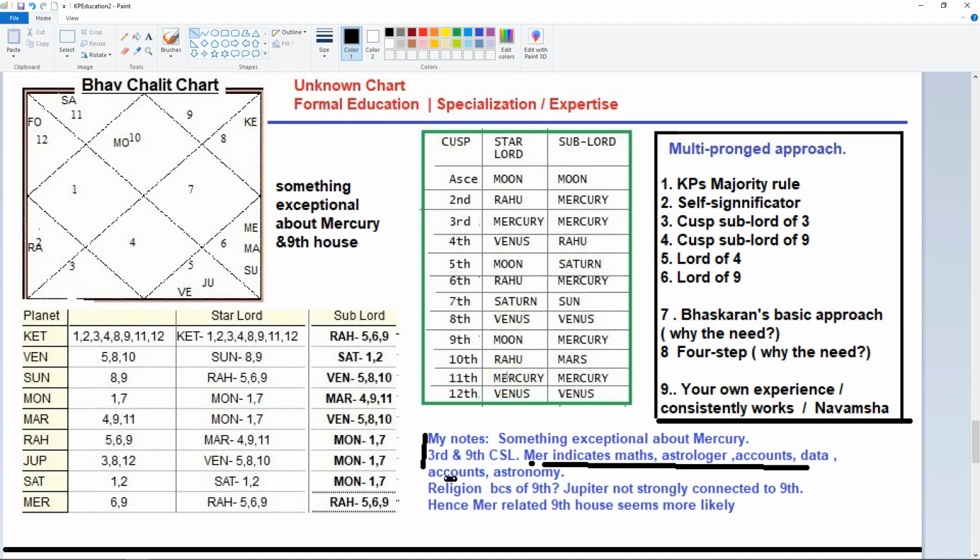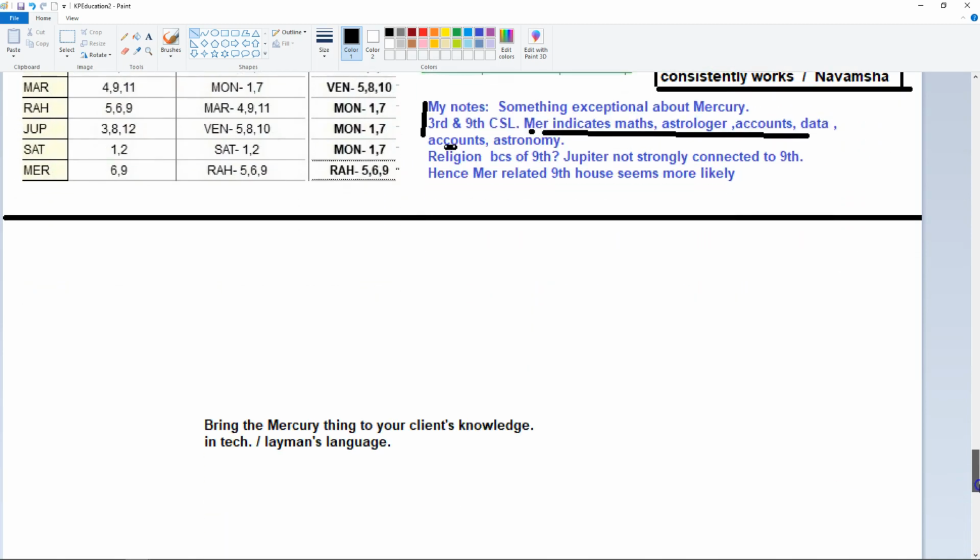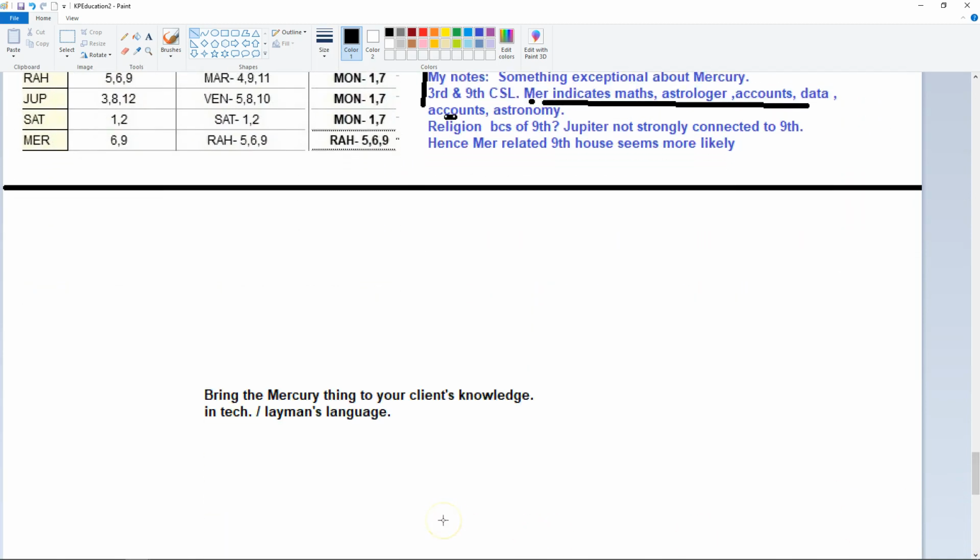And so now, when you are ready to talk to your client, what do you point out about the Mercury thing in this horoscope? You tell your client that Mercury is exceptionally powerful, and it can make a person very good in accounts. Very good means exceptionally good, an area of expertise, a very high level of expertise. And this is what you bring to your client's knowledge.